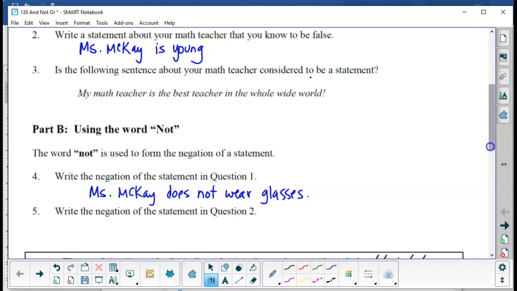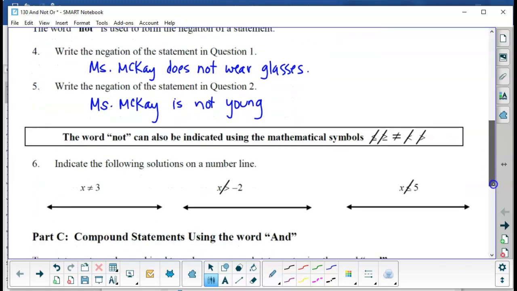Write the negation of the statement in question 2. So in this case, Ms. McKay still use that word not. Even though the opposite of young is old, there's also some gray area in that one. Ms. McKay is not young. Okay, so just always use the word not in order to negate something. The word not can also be indicated using these mathematical symbols. So that's the less than or equal to sign, so a slash through it means not less than or equal to. Okay, so that can be used mathematically.